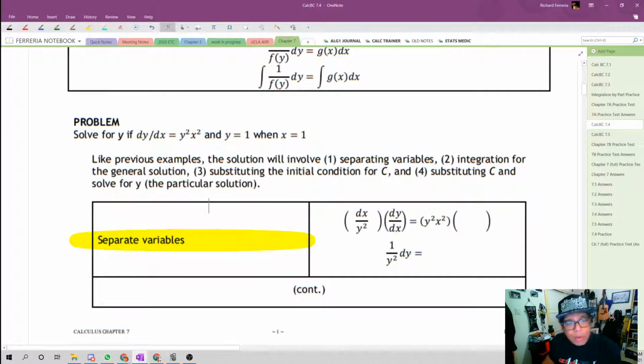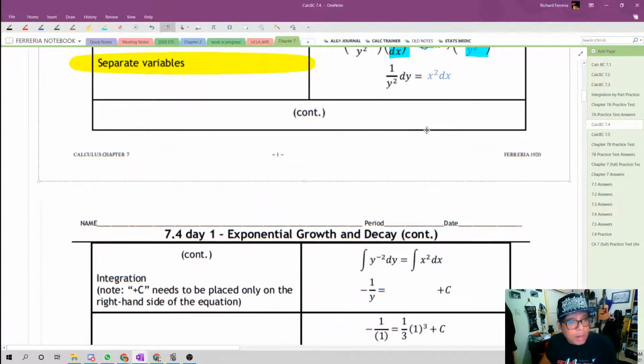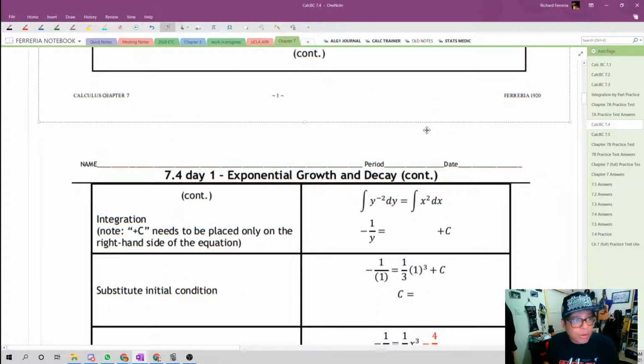To guide you through here, we are multiplying both sides of this differential equation by dx over y squared. And when I do that, over here on the left side, those dx's are going to cancel out. On the right side, we can see that the y squareds are going to cancel out. And that leaves us with, on the left side, 1 over y squared multiplied by dy. And on the right side, we get x squared dx.